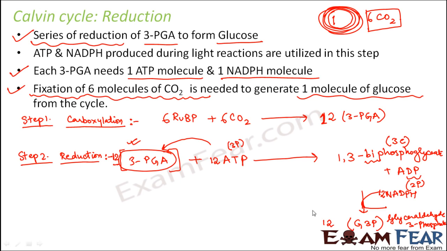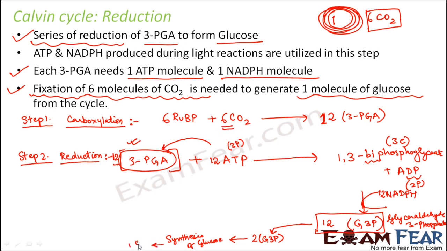So now what happens? Now we have reached here. We have 12 molecules of glyceraldehyde 3-phosphate. Now out of these 12 molecules, 2 molecules of glyceraldehyde 3-phosphate are utilized for the synthesis of glucose, fructose, starch, etc. So they basically are used for the synthesis of carbohydrates. So 2 molecules of G3P will be utilized for the synthesis of glucose, fructose, starch, whatever.